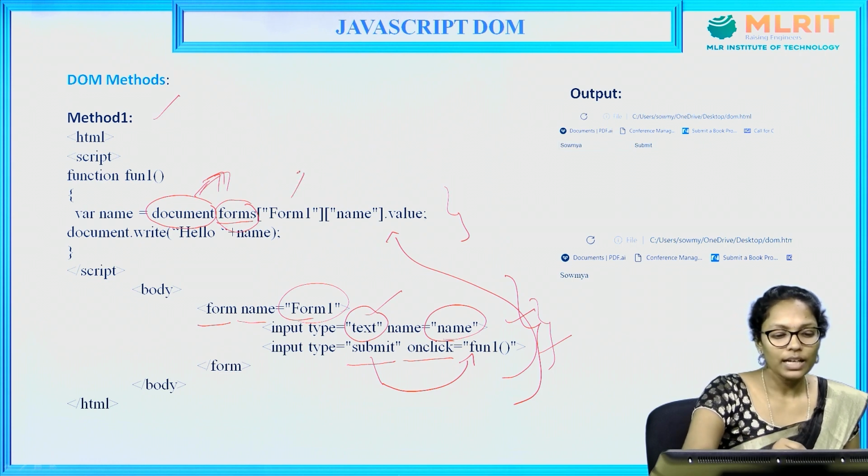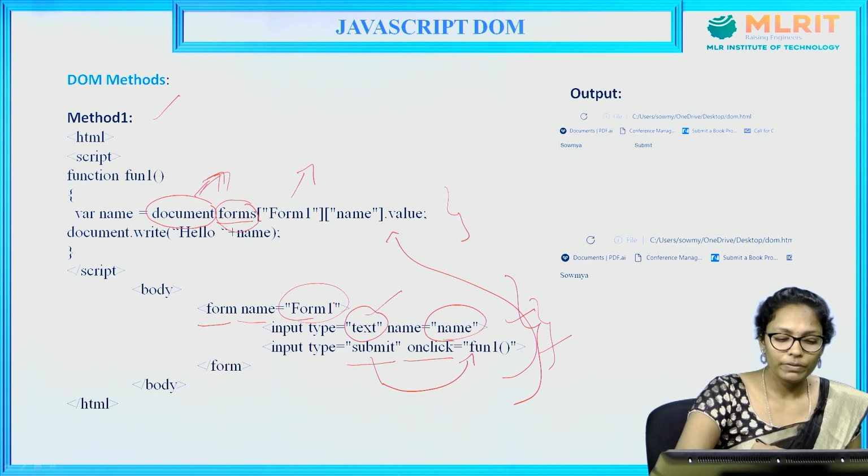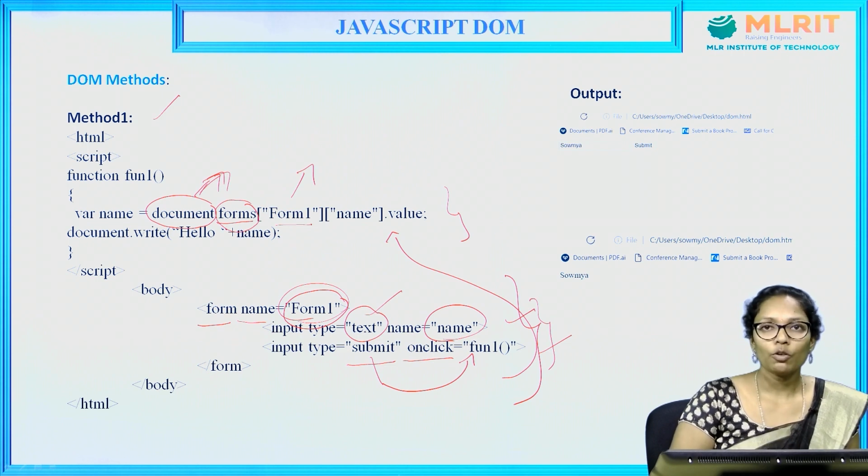In this forms, we are passing a two-dimensional array. The first dimension you need to pass is the name of the form. You are accessing from the forms array, that's fine. But from which form are you accessing? If you have multiple forms, you need to identify and differentiate that. From which form are you accessing? Form 1. So here I need to pass the attribute value as form 1.